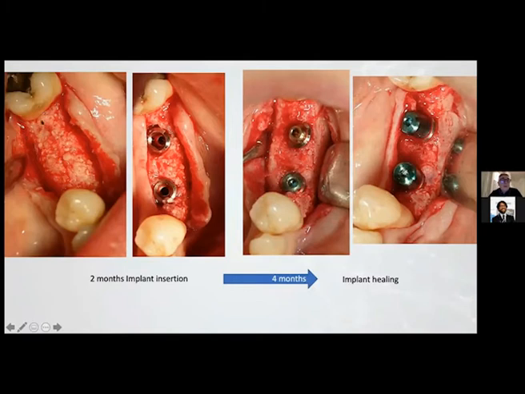We open a flap. It's possible to observe material with a lot of granules, and this material was very dense, and it's possible to insert the 2 implants without any problems, with good stability. And after 4 months, it's possible to observe the presence of cortical new bone everywhere. So where here there were granules, after 4 months, we have cortical new bone.